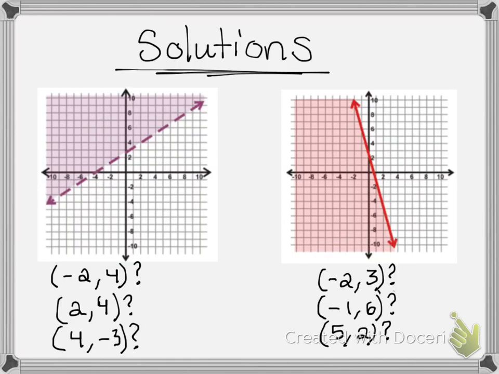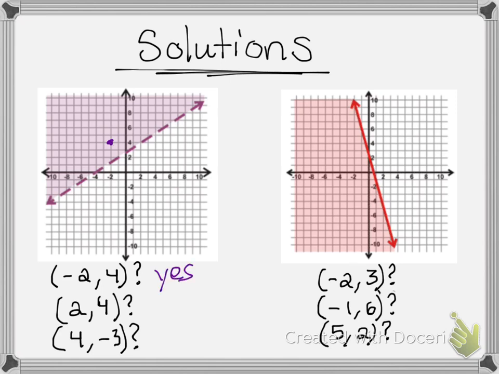And one last thing I want to point out is that the shaded region on these inequality graphs represents the solutions. So when it asks, hey, is this point a solution? All you've got to do is plot the point and see if it's in the shaded region. Let's look at the first example. (-2, 4) will be right here. Is that in the shaded region? Yep, so that's a solution.